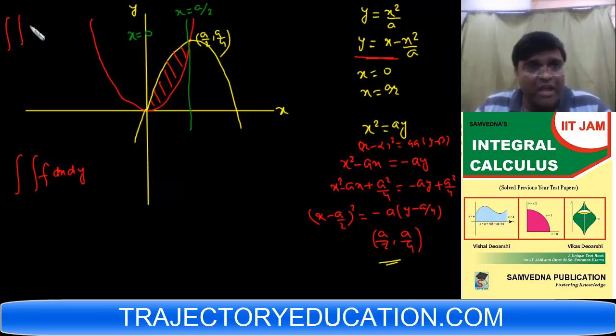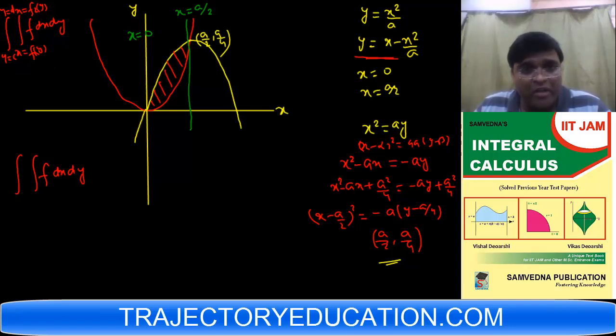The format of the integral is f dx dy, where the limit of x is from x equals f1(y) to f2(y), and y goes from c to d. We have to write it in this format. So just remember the format. We have to get the limit of x.